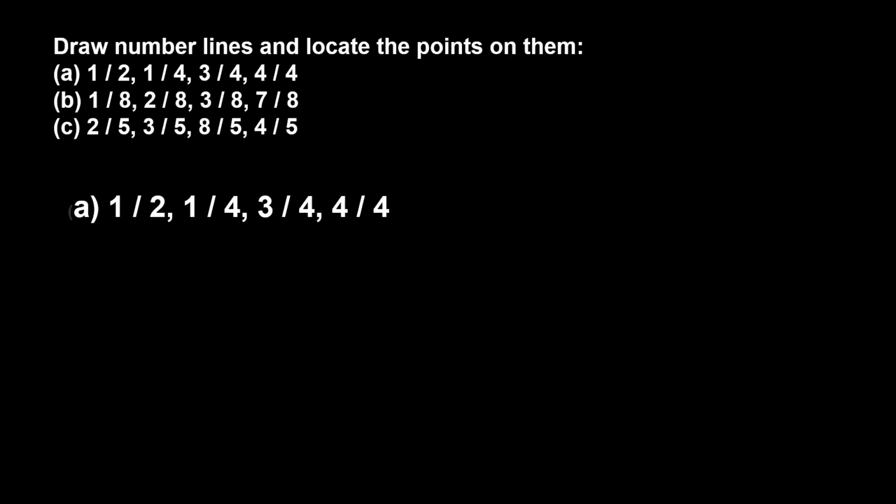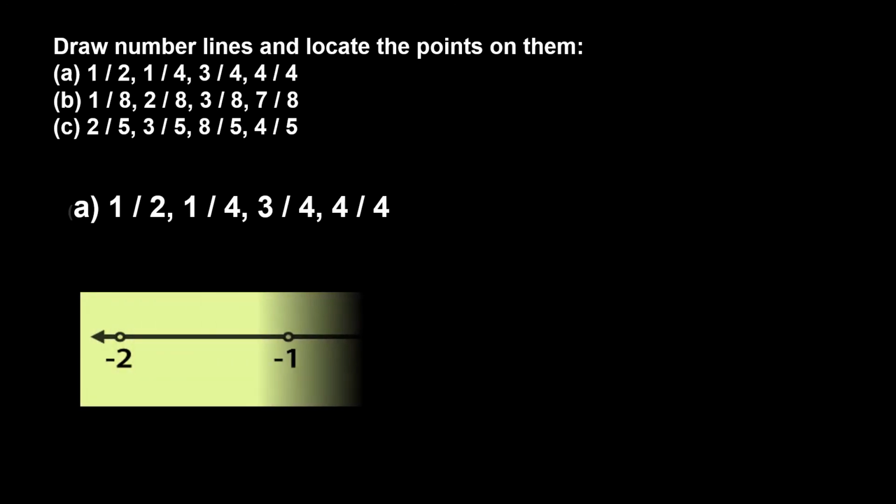Draw number lines and locate the points on them. So the first one, 1 by 2, 1 by 4, 3 by 4, 4 by 4. So all these numbers lie between 0 and 1, isn't it? So first you see the denominator 4, 4, 4. 1 by 2 is 2 by 4. So between 0 and 1, we divide it into 4 equal parts. Okay, 4 equal parts like this.